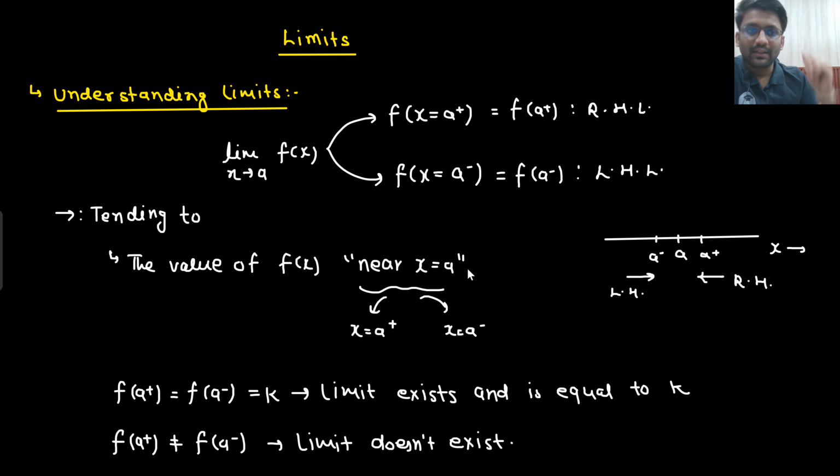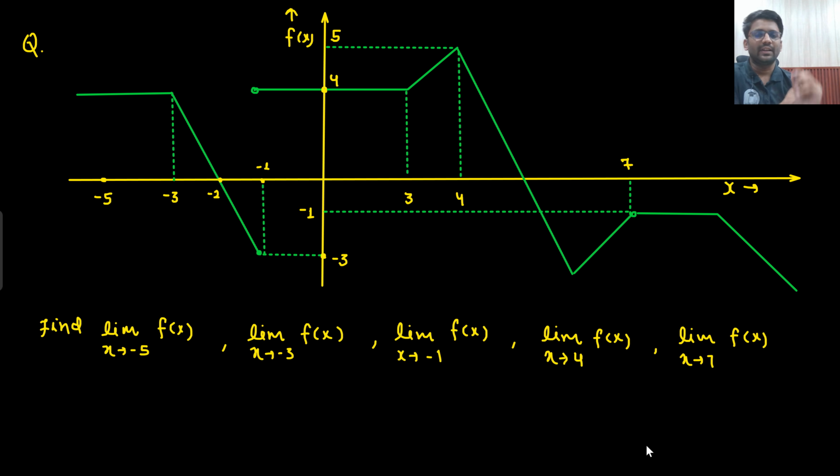If they are coming equal, then you would say that yes, the limit exists and it is equal to the value at which they are equal. And if they are not equal, then you will say the limit does not exist. Let's solve a question and you will be able to understand in a better manner.